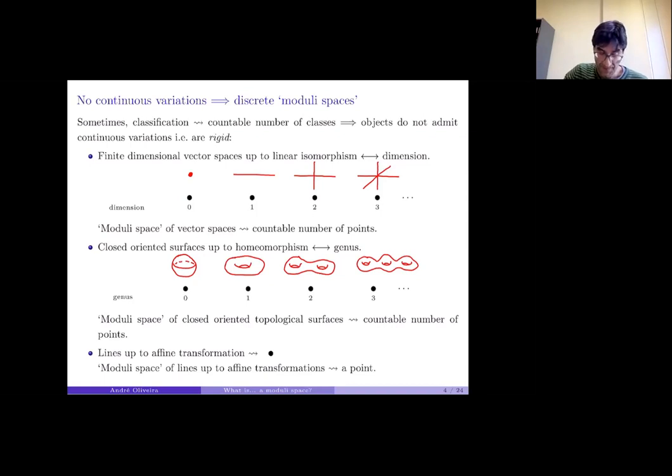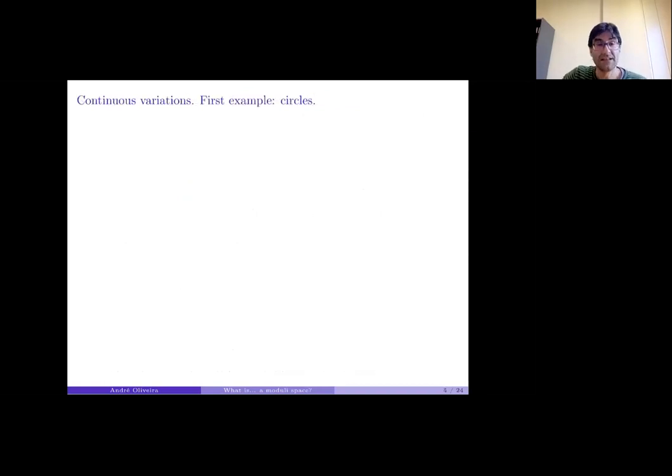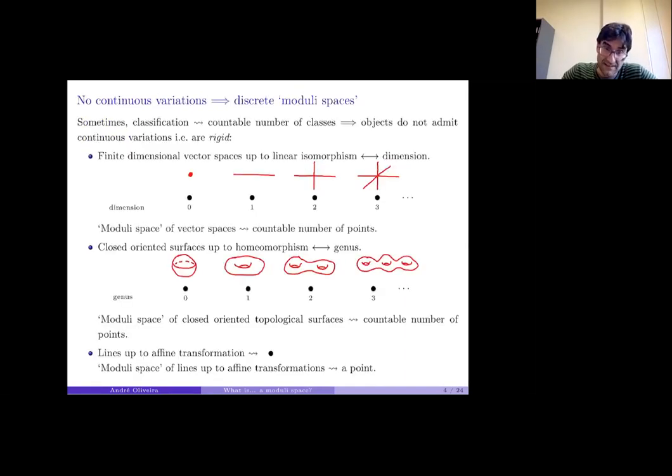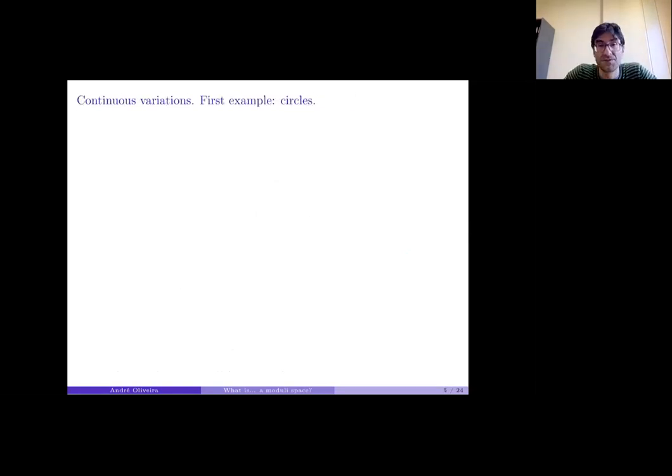Okay, so now let's go to more interesting stuff. In the previous slide, things were rigid. You cannot deform a point to a line and so on, right? There are no continuous deformations. So now let's go to the existence of continuous deformations. And now the first example, let's consider circles. Here is where the interesting stuff starts arising.